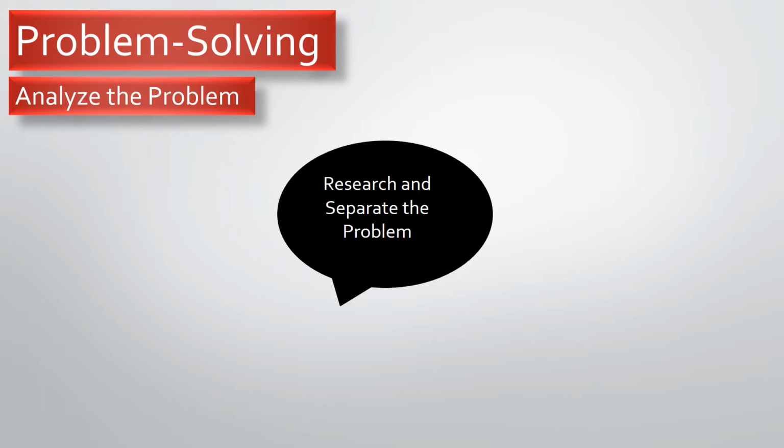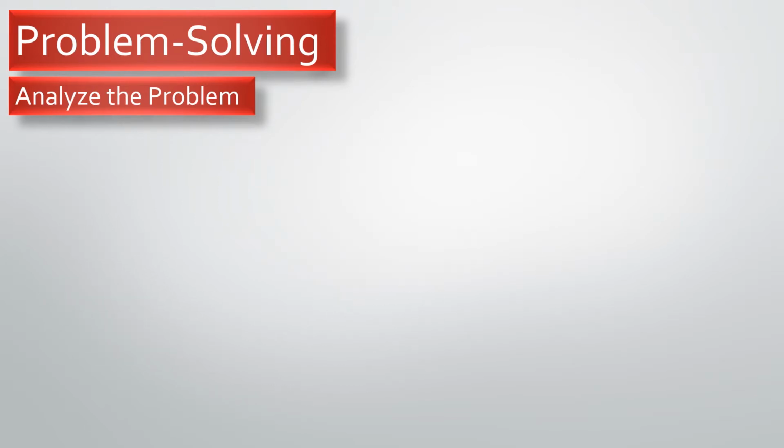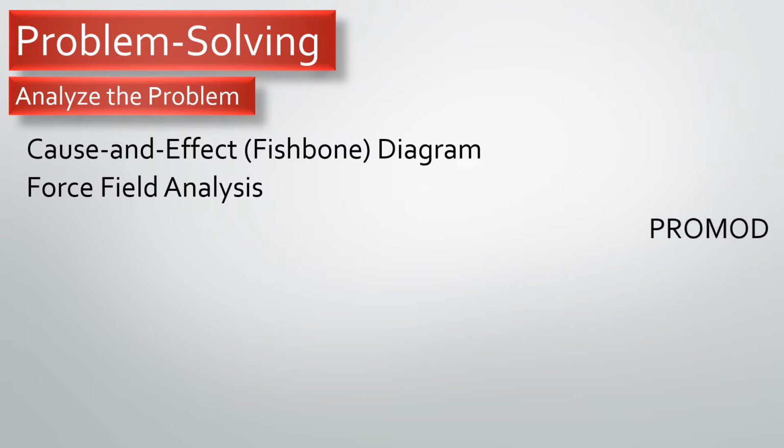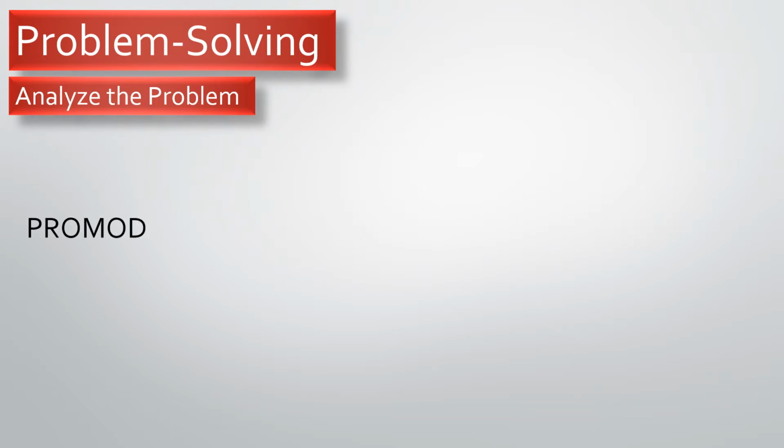Next, it is important to analyze the problem. In this stage, it is necessary to research and separate a problem into causes, effects, symptoms, and subproblems. The different tools to help with this step are the cause and effect fishbone diagram, force field analysis, and the PERMOD technique. This is a great tool for a group to use. It helps each person define their analysis of the situation and share it with everyone.